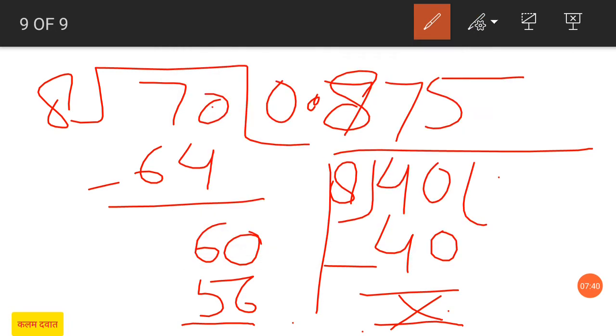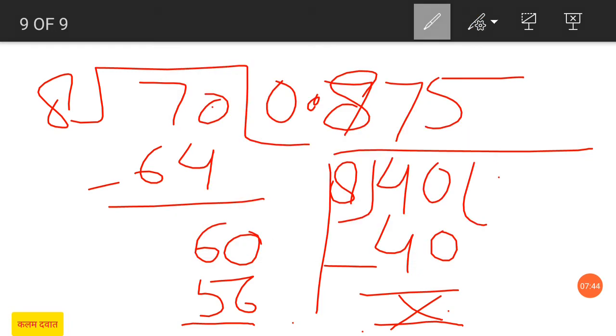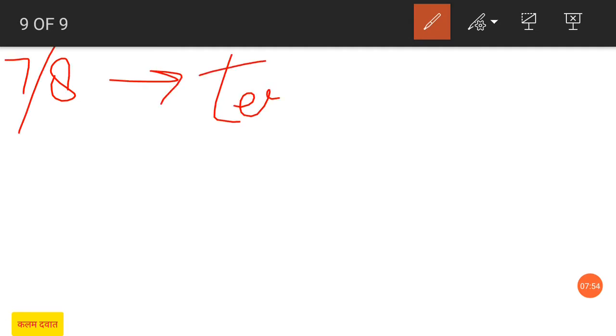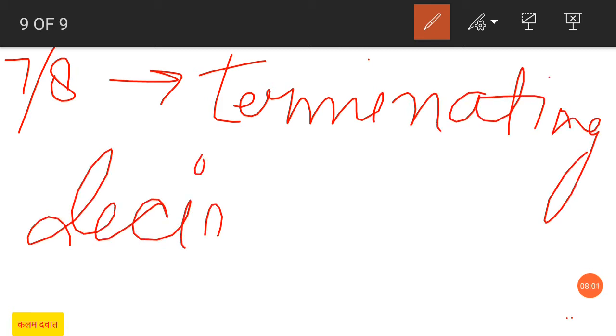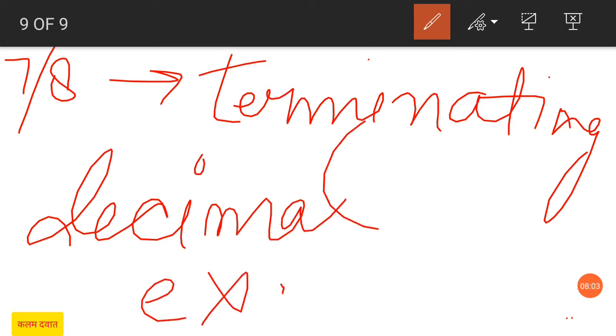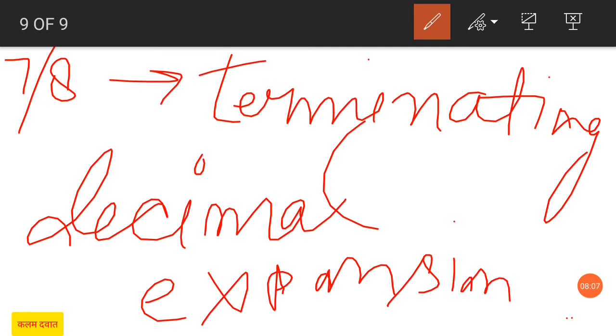So see, this, 7 upon 8, is a terminating decimal expansion. Terminating decimal expansion. This is the first case we have done. Now see the second case.